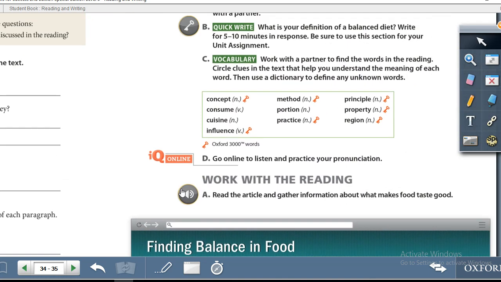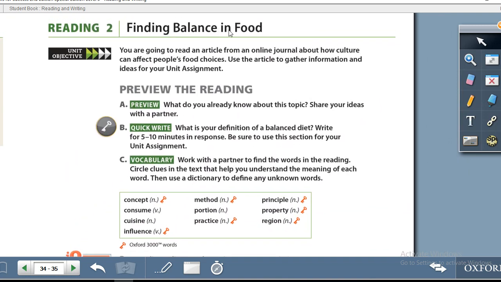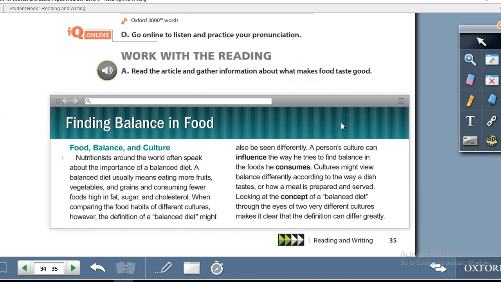Right, let us move on to page number 35. Reading 2, Finding Balance in Food. You are going to read an article from an online journal about how culture can affect people's food choices. Use the article to gather information and ideas for your unit assignment. So once again, I have shown you where the article is. This is the article, which obviously continues on page number 36.